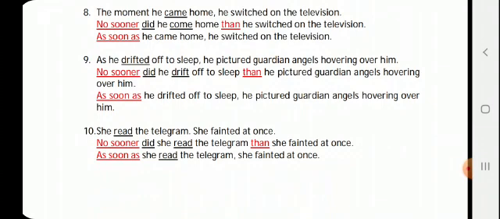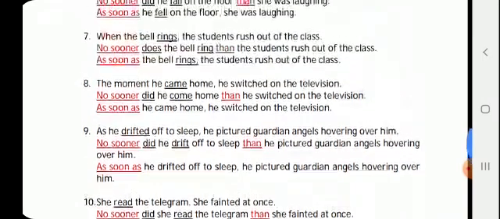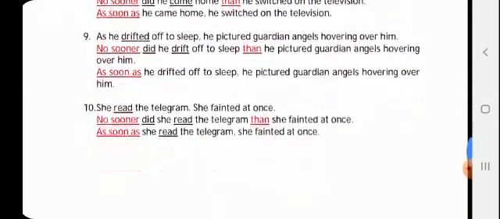Okay, next sentence. The moment he came home, comma, he switched on the television. No sooner, came is in the past tense, so we have added did, and came will become come. So, no sooner did he come home, than the next action, he switched on the television. When you convert it into as soon as, we've removed the word did, the auxiliary verb, and come will again become came. So, as soon as he came home, he switched on the television. Okay, students. Now, next one.